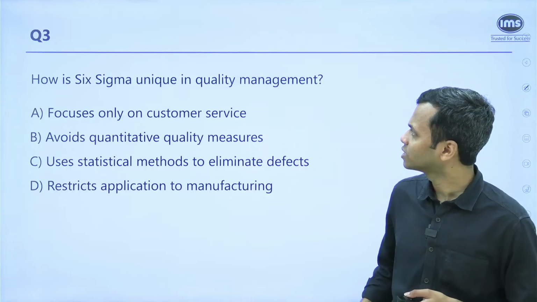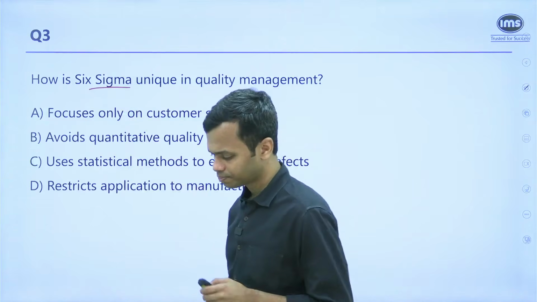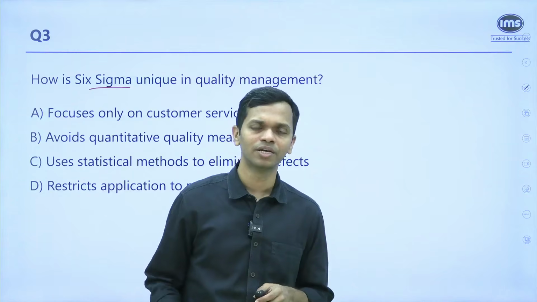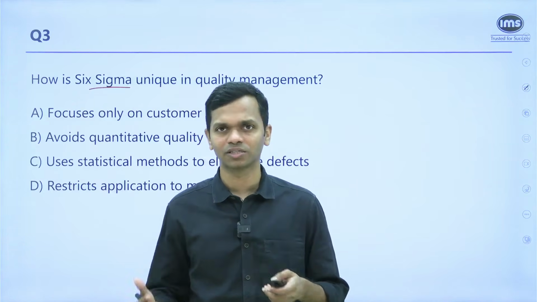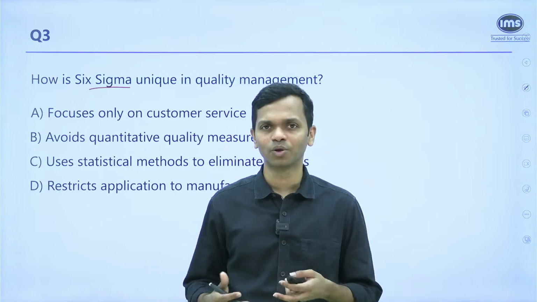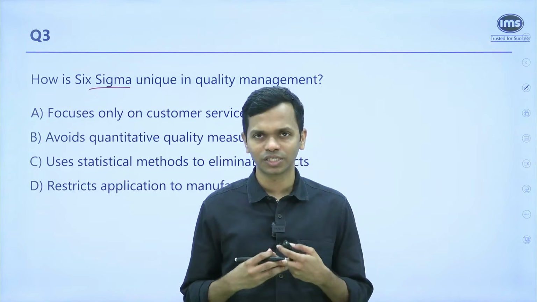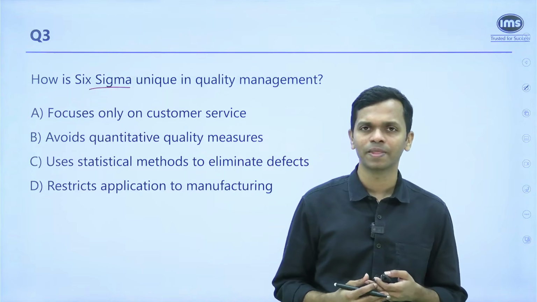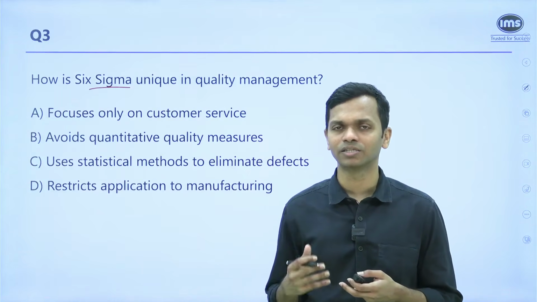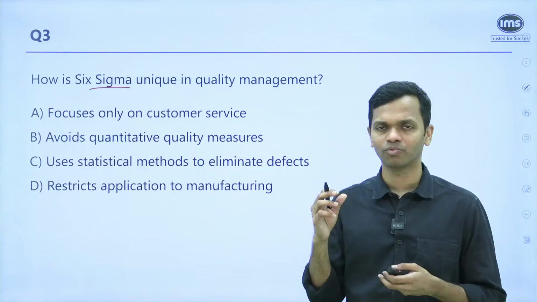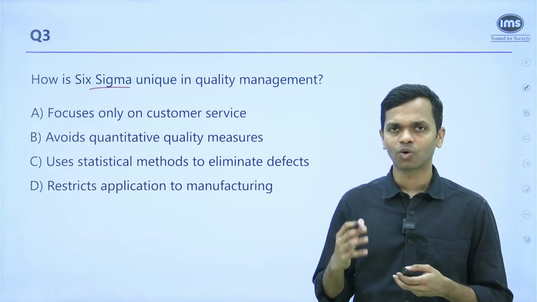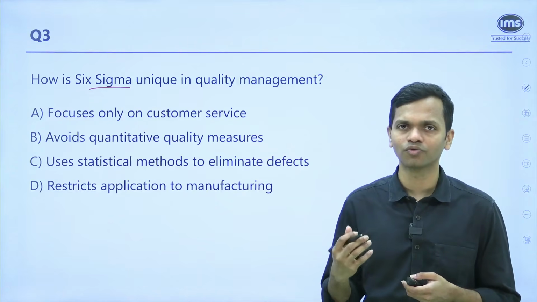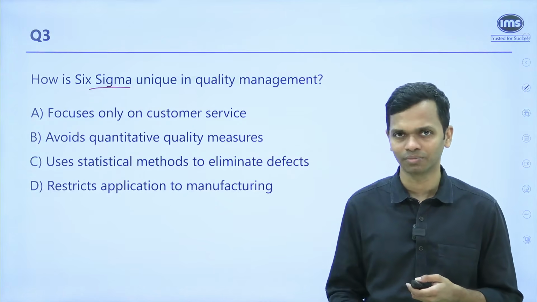Question 3. How is Six Sigma unique in quality management? Now, Six Sigma, I'm sure all of you have heard this term at some point of time. Mumbai Dabbawalas, for example, that's the most famous example of what Six Sigma methodology is. So, Six Sigma, the word sigma stands for standard deviation. Okay, it's a statistical concept, and Six Sigma is basically trying to say that what you're trying to achieve is a quality at a level where you have very minimal defects. Okay, now there is a number also for the permissible defects within the Six Sigma methodology.